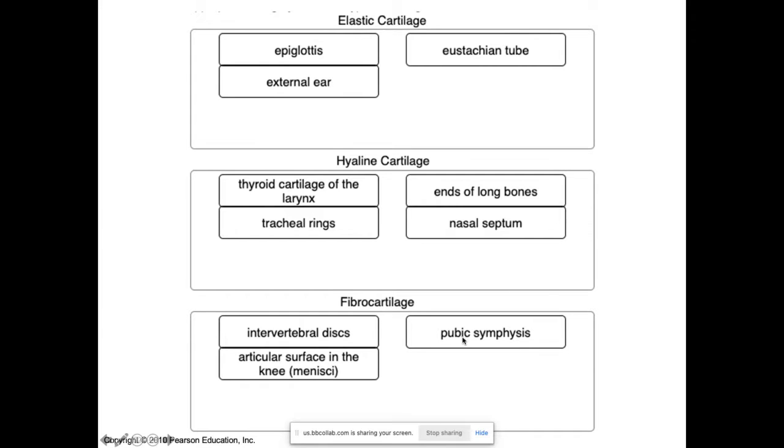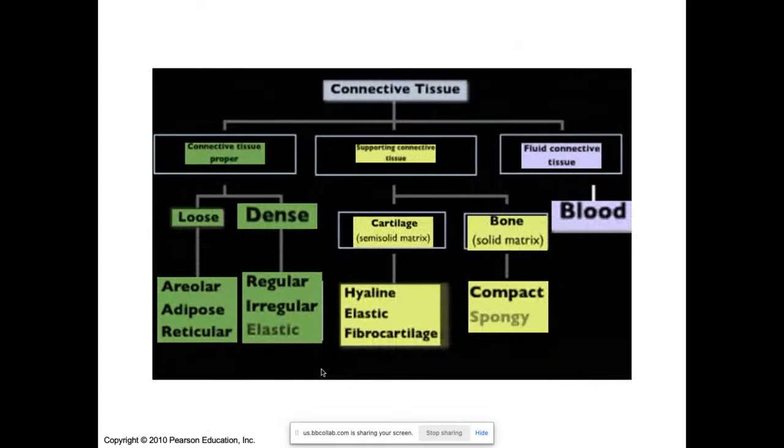And then the fibrocartilage, that's the pubic symphysis where your pubic bones come together. That's the vertical disc that goes up and down, the IVD, which is the intervertebral disc. That's fibrocartilage. And then there's the meniscus, the medial and lateral meniscus of the knee. That is very strong. That's fibrocartilage.